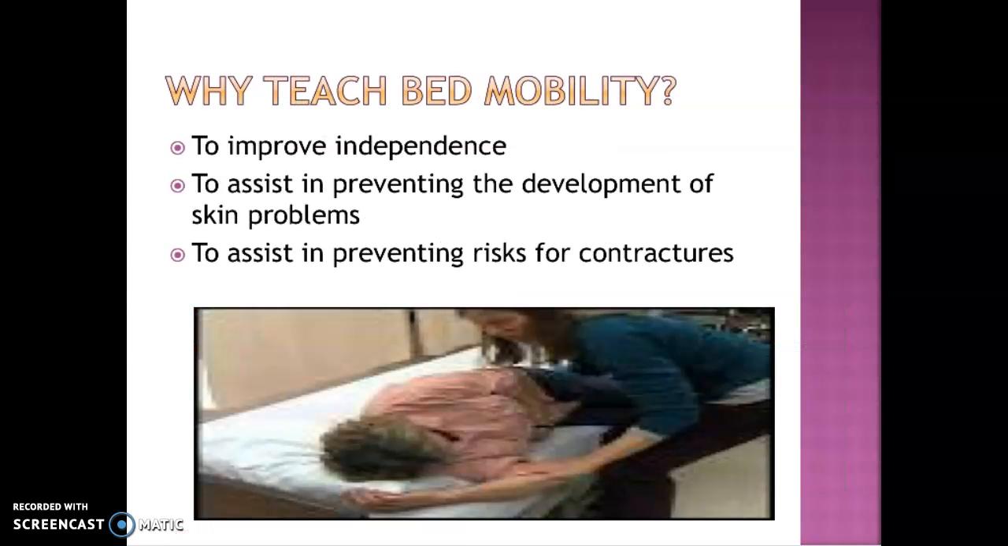So for many patients, same with transfers, after having undergone a surgery or a major illness or even a stroke or head injury, their basic functional mobility may be limited. And in these situations, physical therapy will get involved to try and improve or complete a return to independence.